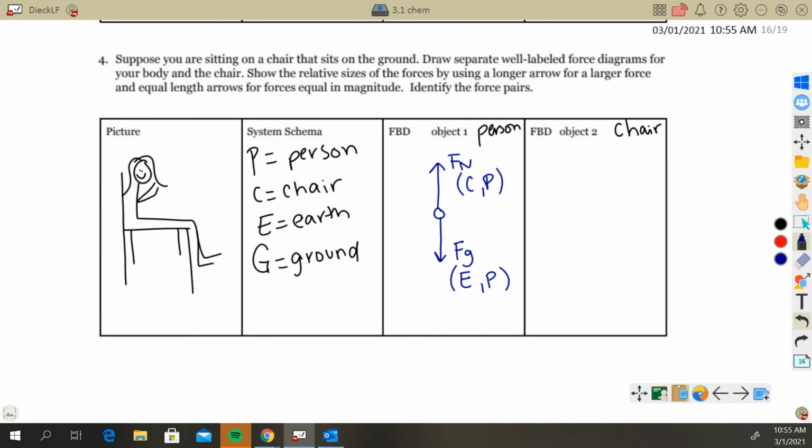Looking at our chair. What is a force that the chair is feeling? Gravity. Okay. So the chair is feeling gravity. Who's dealing the gravity? Who's feeling it? Chair. What else are they experiencing? Do they feel anything from the person? Yes. What direction is that force from the person going to be? The person's sitting on the chair. Down, right? What kind of force would that be?